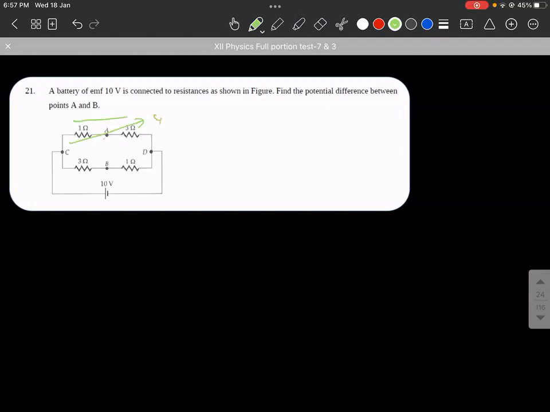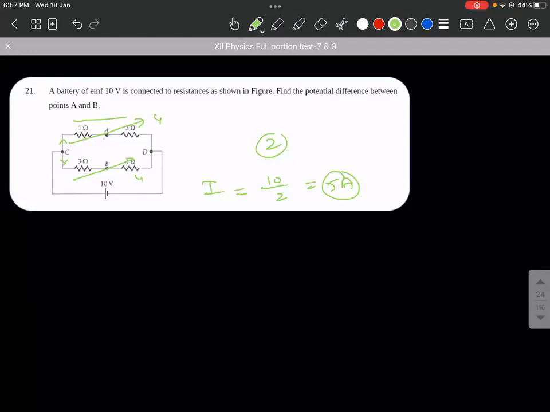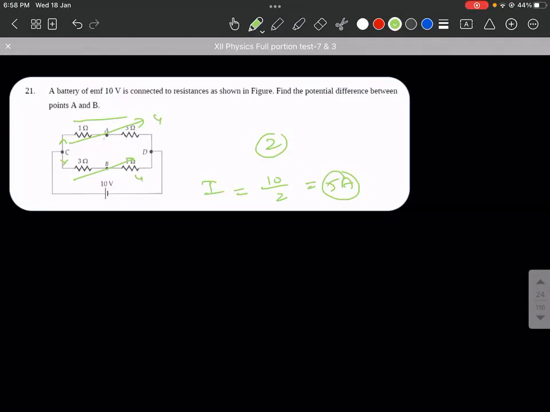Here it is going to be 4. Here it is going to be 4. So what is the equivalent resistance? 2. So what will be the current supplied by the battery? I is equal to V by R. 10 by 2, it is going to be 5 ampere. So 5 ampere, how much will get split here and how much here? Sir, it'll split equally. Equally 2.5 and 2.5. Right. So the same 2.5 is going to flow through the 1 ohm and 3 ohm resistor.